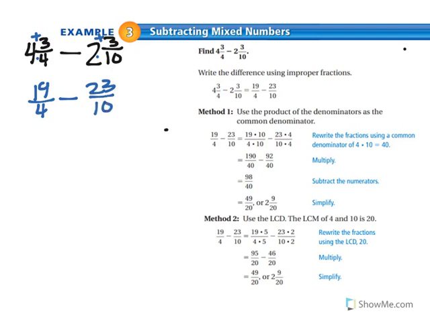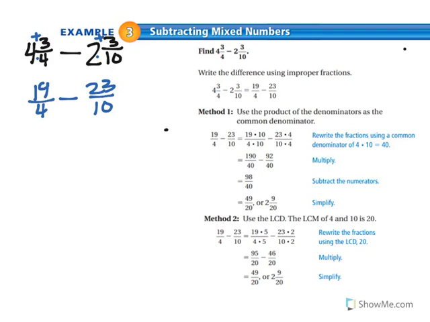Now, the next part is I need to find a common denominator. So I can do this a couple different ways. I can either multiply the left fraction 19/4 by 10 and multiply the right one by 4, and I can do it that way pretty easily. However, I also look at this and I think, what is the least common denominator I can do?